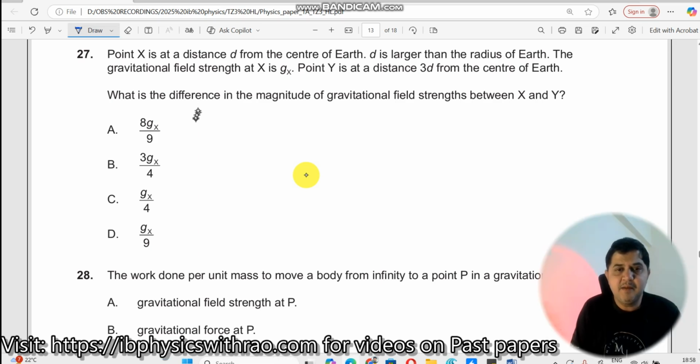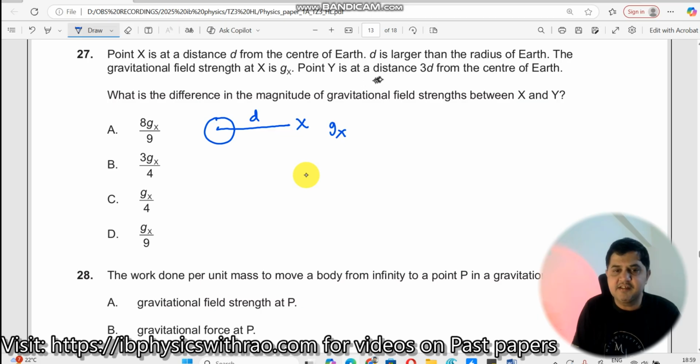Question number 27. Point X is at a distance d from the center of the earth. We write the earth over here, and point X is at a distance d from the center of the earth. d is larger than the radius of the earth. I have drawn the gravitational field strength at X as Gx.